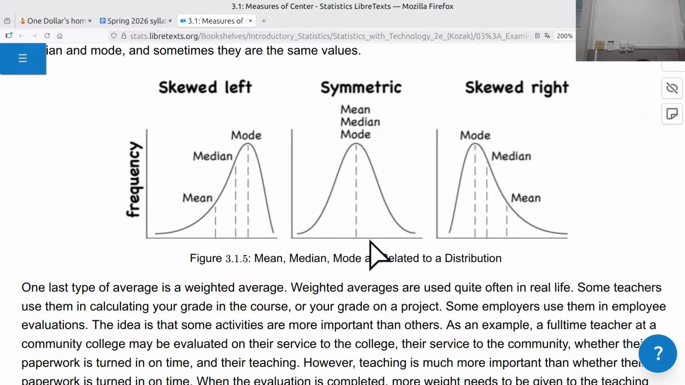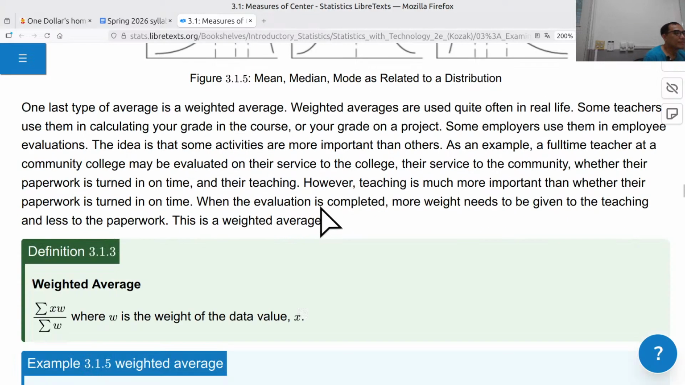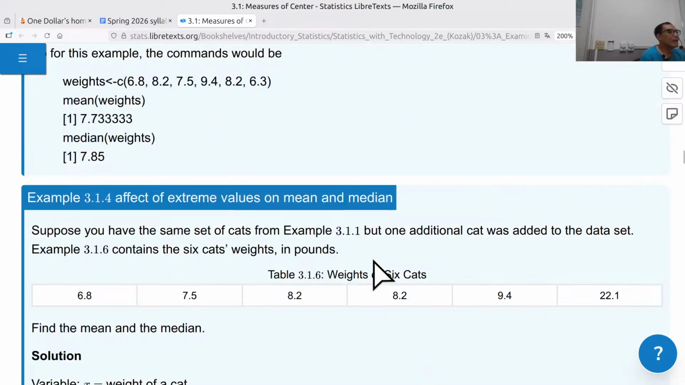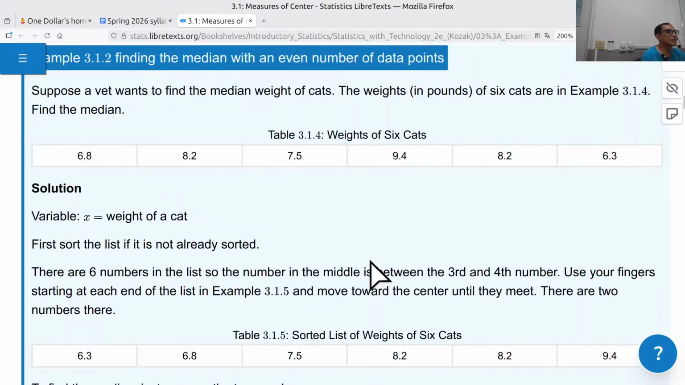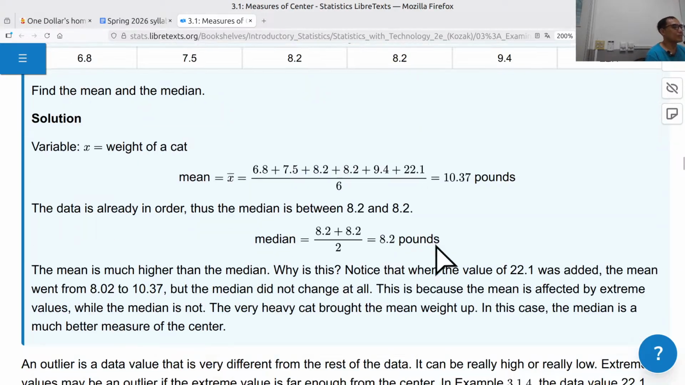Okay, then let's move to the next. If you have a chance, okay, let's move to the next.